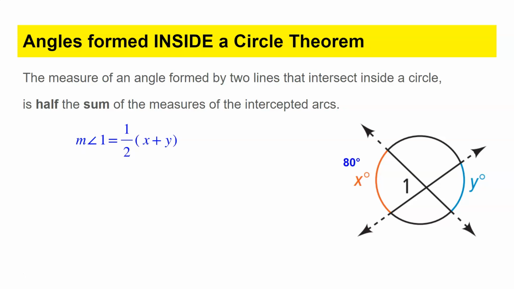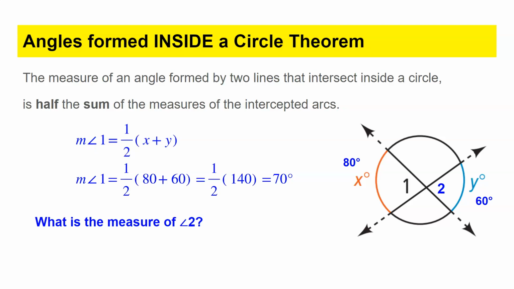So let's say that arc X is 80 degrees, arc Y is 60 degrees. So the measure of angle 1 is 1/2 (80 + 60), or 1/2 of 140, which is 70 degrees. Now what's this other angle? We have angle 2 over here. What's the measure of angle 2?